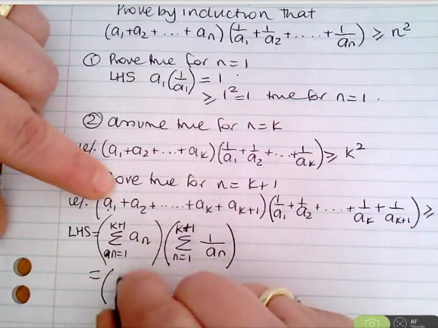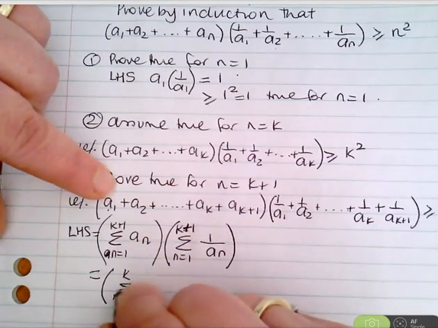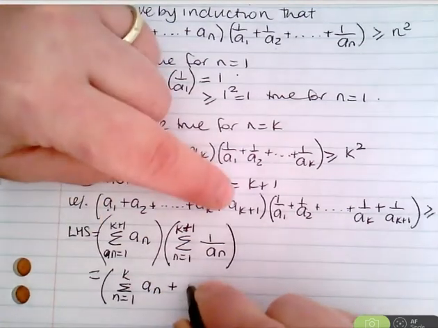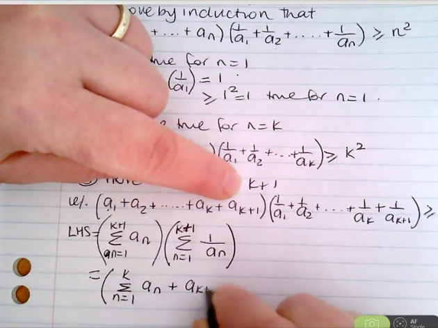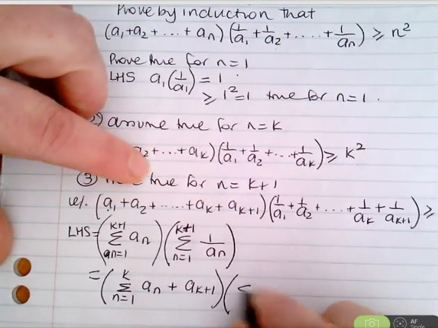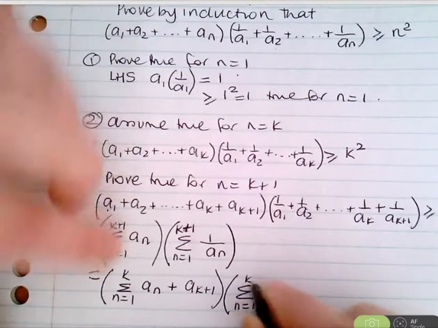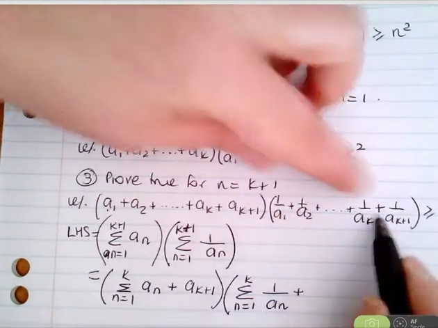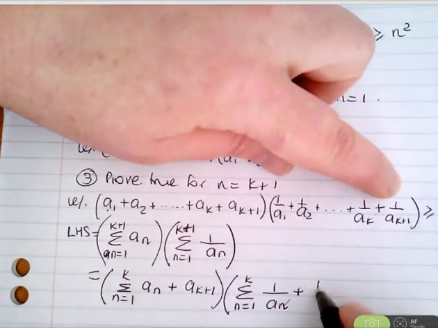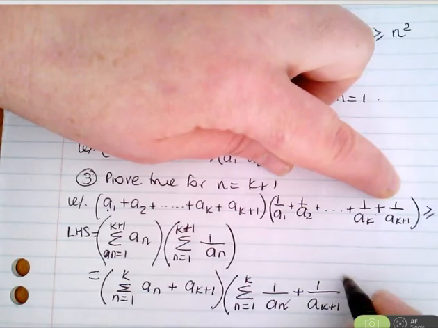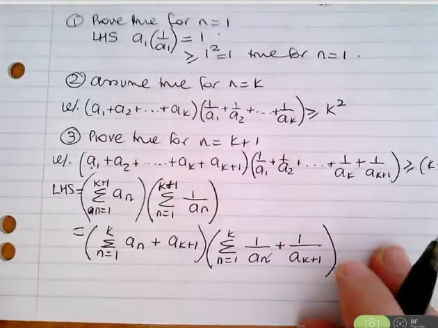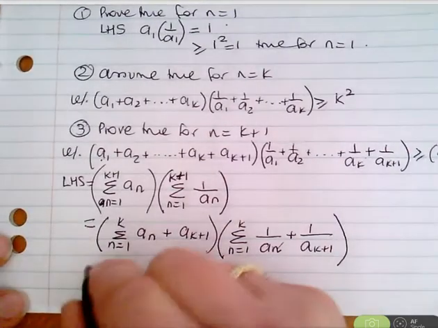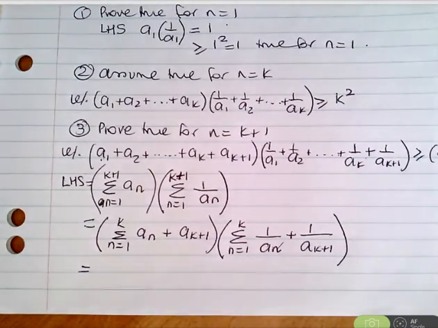So in our first bracket, this is really the sum from n is 1 to k of a n plus this a k plus 1th term, times the sum from n is 1 to k of 1 over a n plus, so we've got all of this is represented by that, plus 1 over a sub k plus 1. Okay? Now we'll multiply out here first, we'll expand.